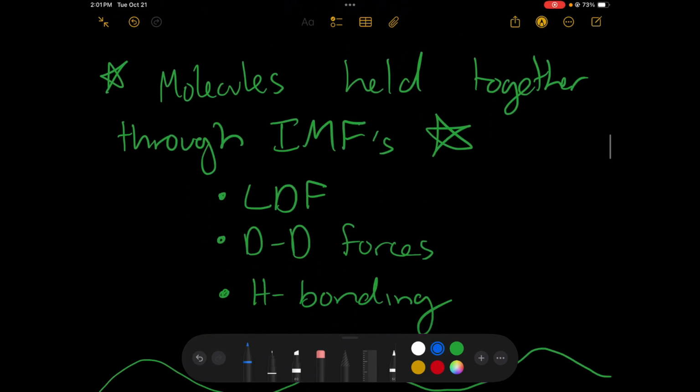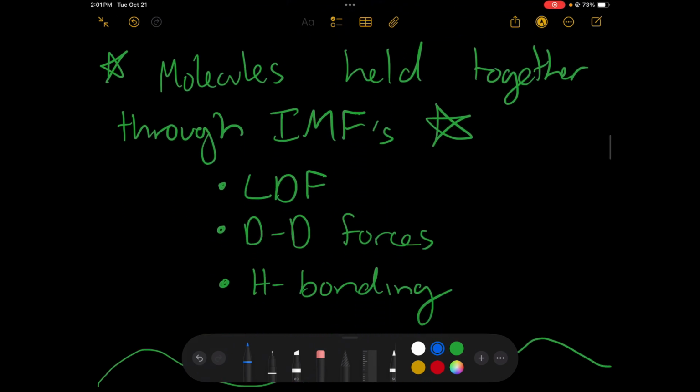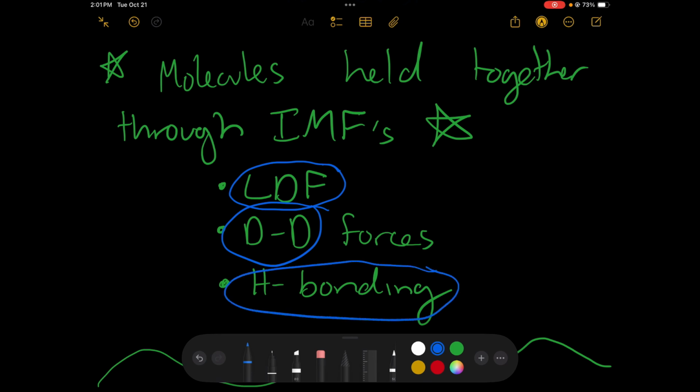In a molecular covalent substance, those molecules are going to be held together through intermolecular forces, either London dispersion forces, dipole-dipole forces, or hydrogen bonding. Any of those could hold a molecular covalent substance together, but it does have to be an intermolecular force, not ionic bonding and not covalent bonding.